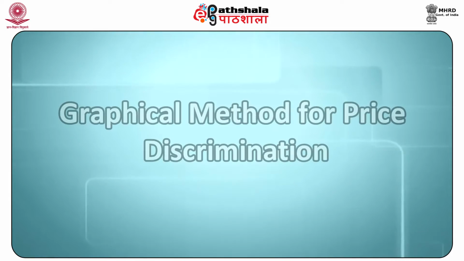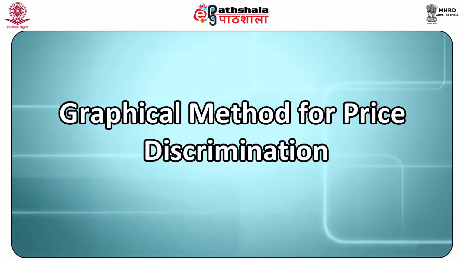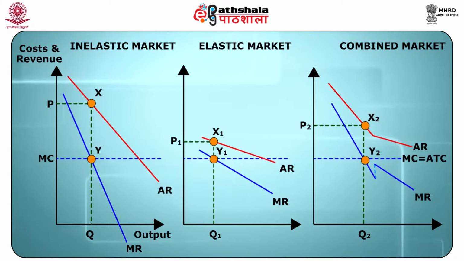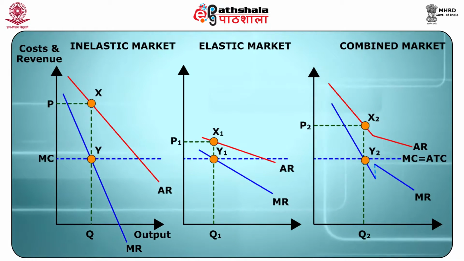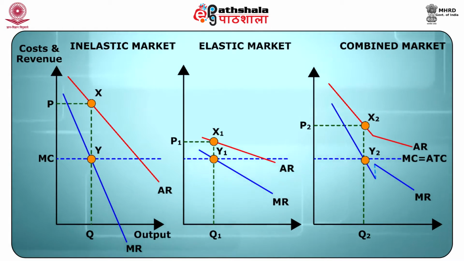Examples of third degree price discriminators include Harvard Business Review student pricing, movie theaters' student and senior discounts, and hotel senior discounts. Moving on to the graphical method for price discrimination. If we presume marginal cost MC is constant across all markets, whether or not the market is divided, it will equal average total cost ATC. Profit maximization will occur at the price and output where MC is equal to MR.